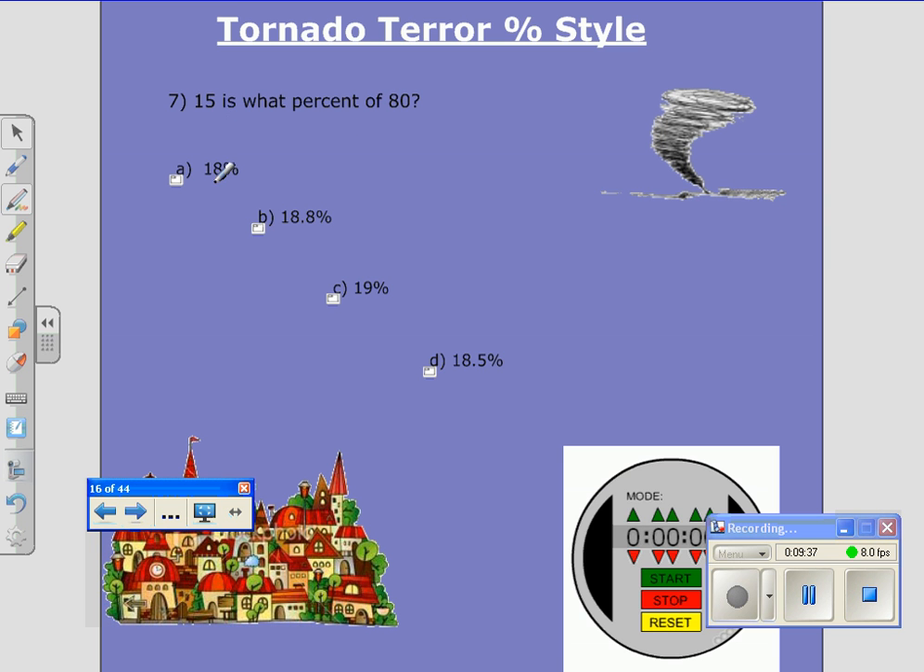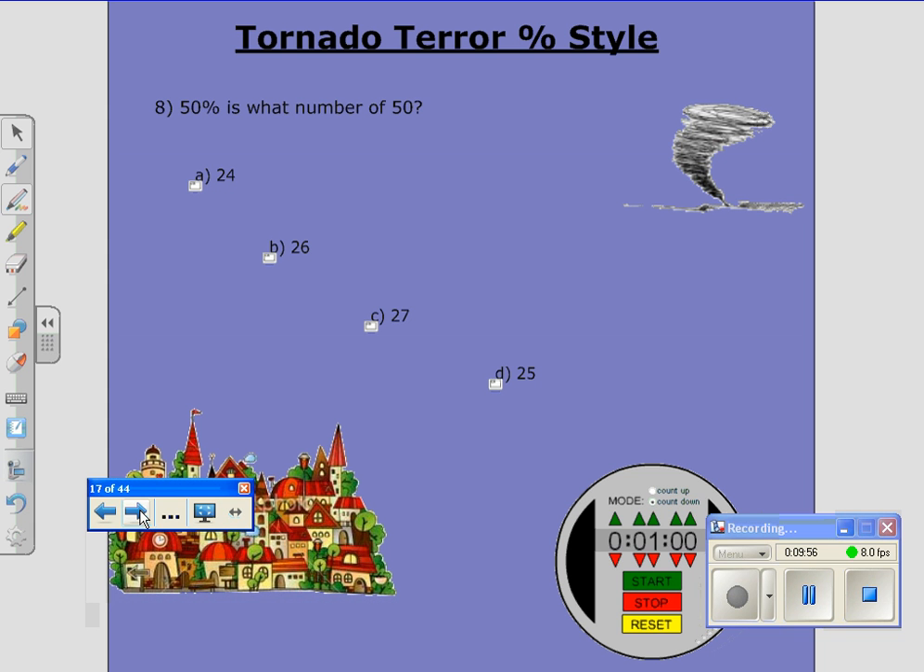15 is what percent of 80? 18%, 18.8%, 19%, or 18.5%. Also here, you have to figure this out on your own, and remember, it may say incorrect, but prove yourself. If you can't prove yourself, then it might be incorrect. Consider yourself.